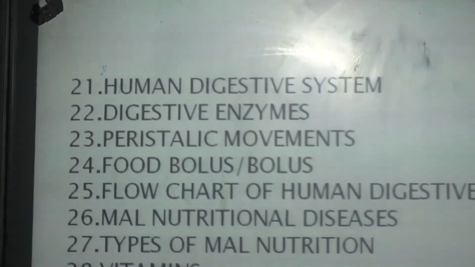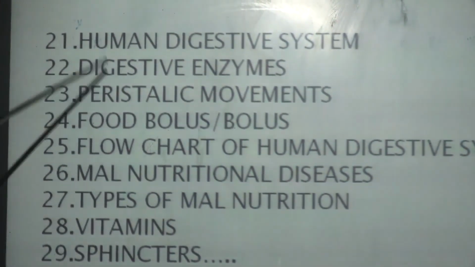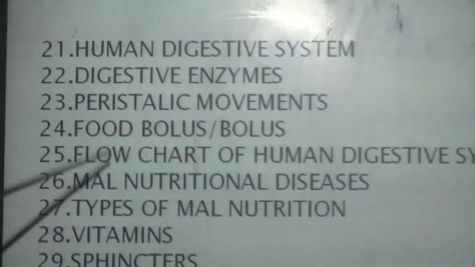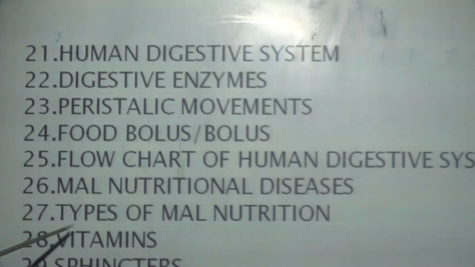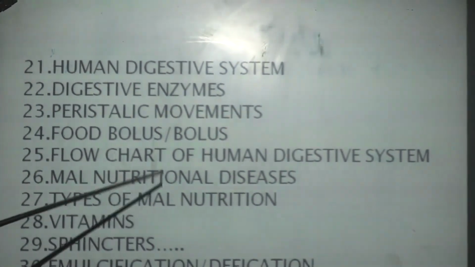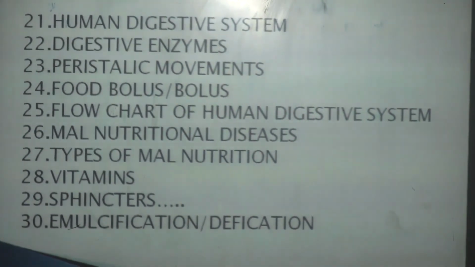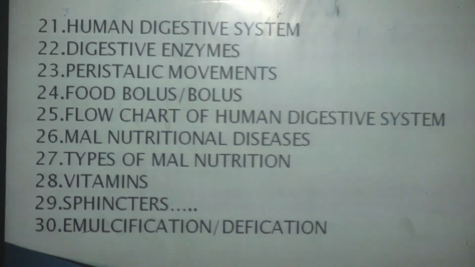Then let me come back to the human digestive system. Completely you have to see the digestive system. In the digestive system you have digestive enzymes, peristaltic movements, what is food bolus, and the flow chart of the human digestive system. Then after that you have malnutrition and malnutritional diseases. Three diseases are there: kwashiorkor, marasmus, and obesity is also considered a malnutritional disease.